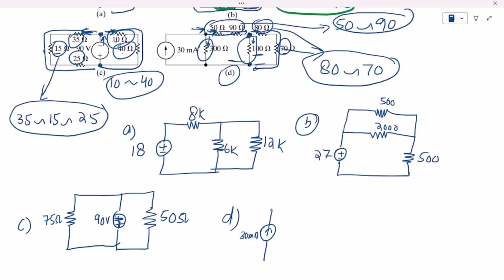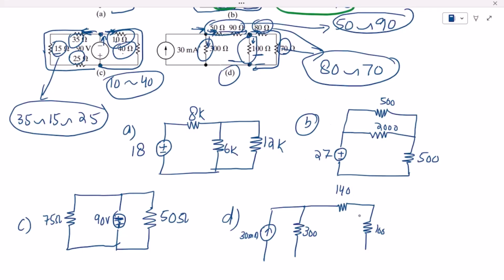Okay, and the first resistor will remain unchanged because there is no resistor with it which was in series. The other two resistors, this 50 and 90, these were in series with each other, so the equivalent of them will be 50 plus 90, which is 140 ohm. And the 100 ohm resistor will be unchanged because no resistor is connected with it in series.